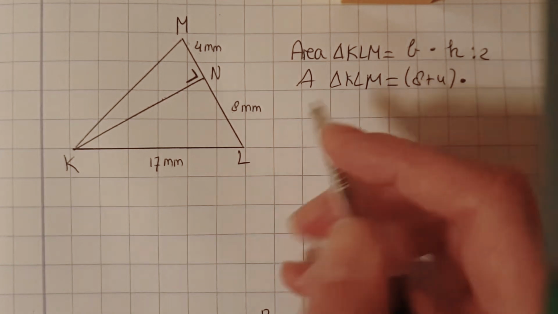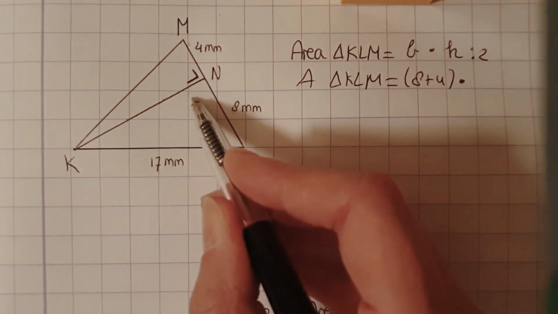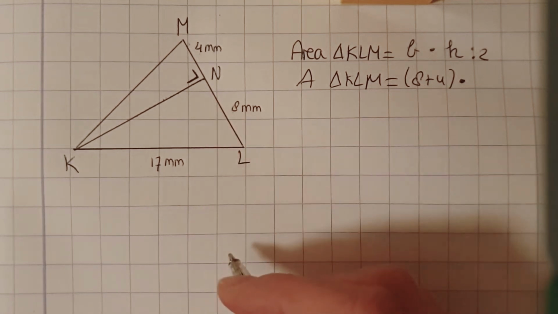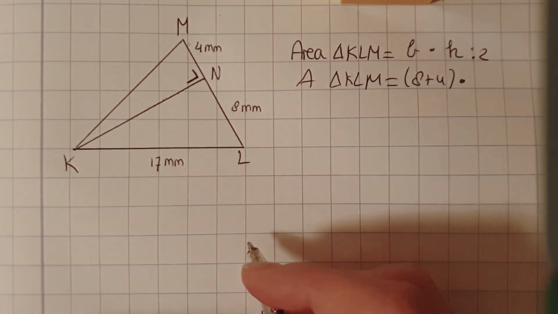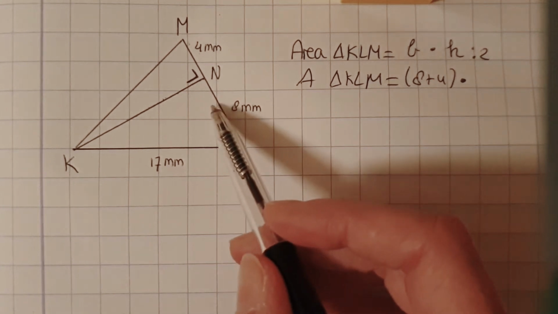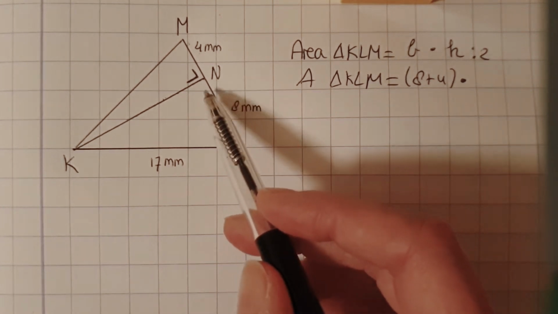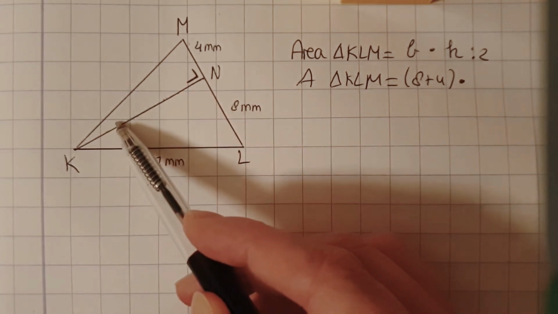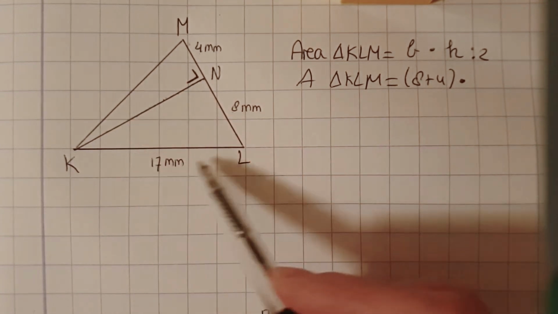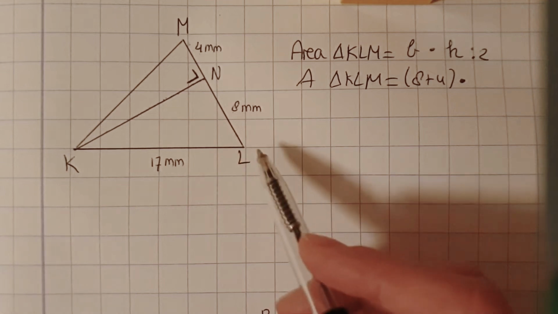Height, let me see, that's KN. I don't know what KN is. So, whenever you come to the point that you don't know what a side is, you're going to check out if you can use Pythagoras' theorem. Can I see a triangle here with a 90-degree sign? Yes. I can use this small triangle, KNM, or I can use this small triangle, KLN.